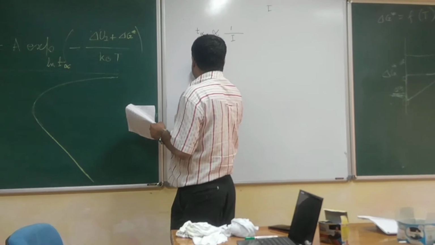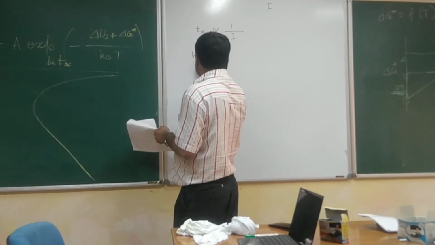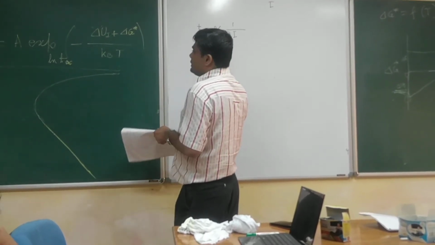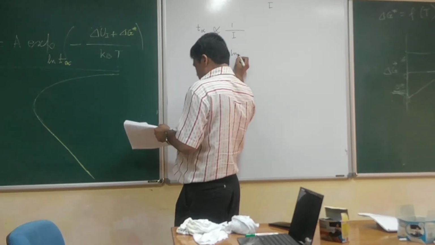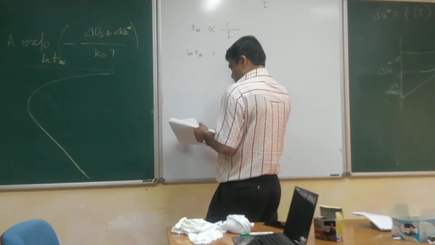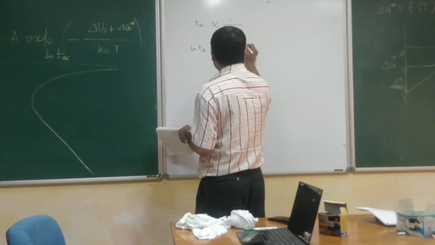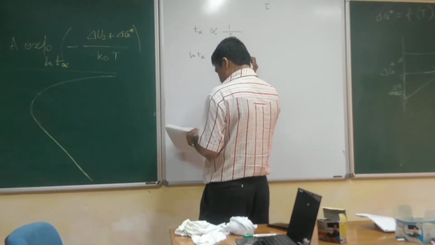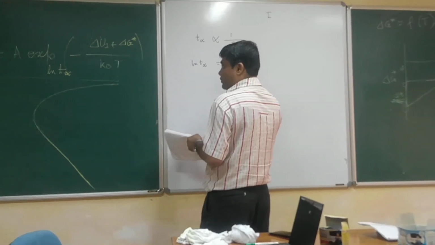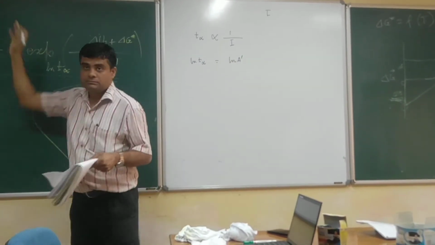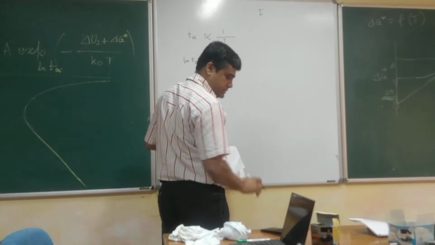So ln t alpha will be given by ln A, or some other constant, ln A dash, A to the power minus 1. So it will be minus.